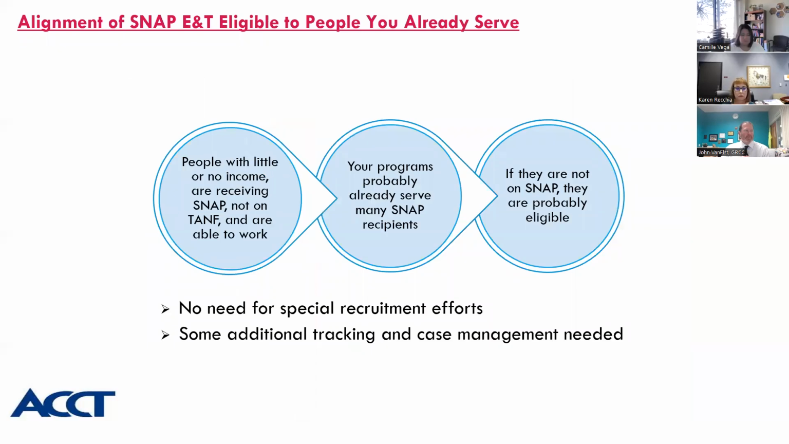And then to remind everybody about the alignment as far as people you serve, we discussed that in a previous webinar, really focusing on the fact that the people you are serving in your colleges right now, your students, are often SNAP E&T eligible. These are some of the basic criteria for eligibility: being eligible for and receiving SNAP and not TANF, and being ready and able to work upon completion. Those are key criteria for SNAP E&T eligibility. And this actually comes up when you're talking about budgeting too, because you have to consider how many eligible people you'd be billing for services.